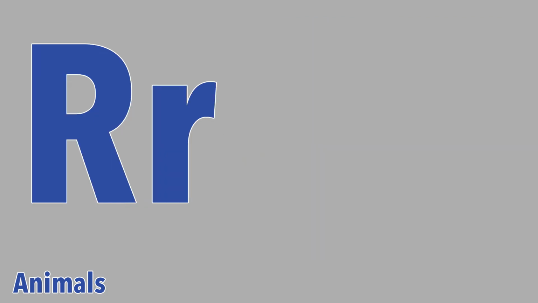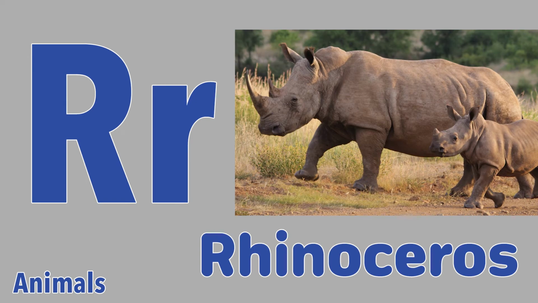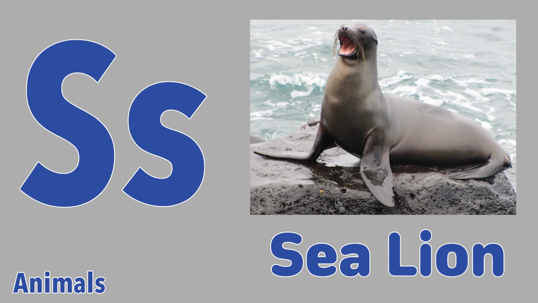What letter is this? This is the letter R, this is uppercase R. And this is lowercase r. What massive land animal begins with the letter R? Rhinoceros begins with the letter R. This is the letter S. The uppercase S and the lowercase s look the same. What animal that lives on land and swims in the sea for food begins with the letter S? Sea lion begins with the letter S. S is for sea lion.